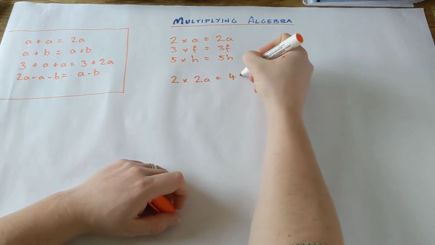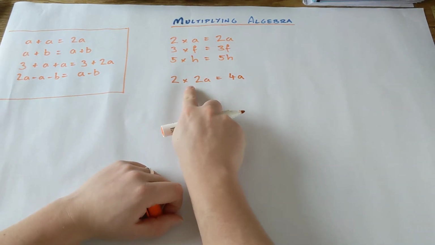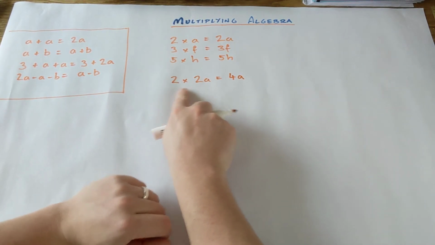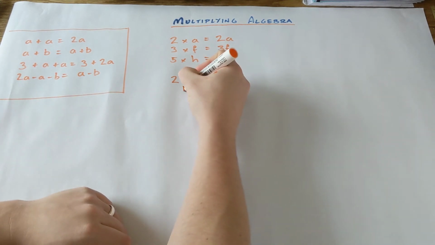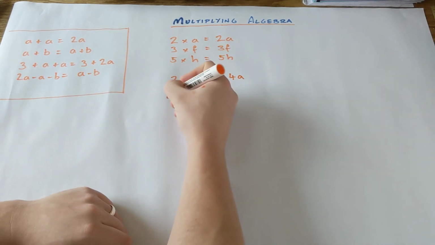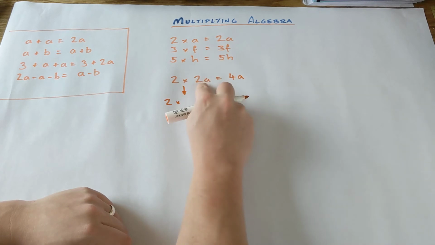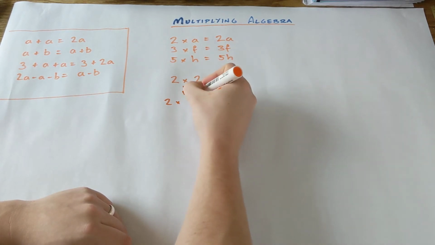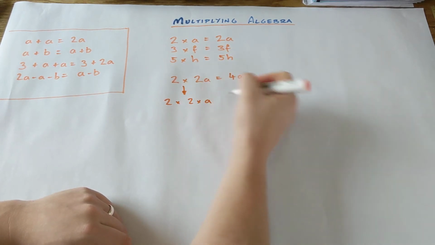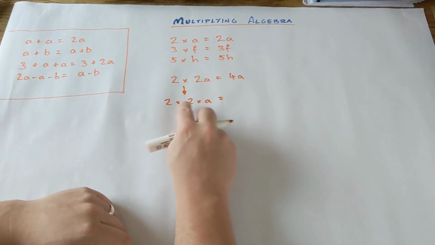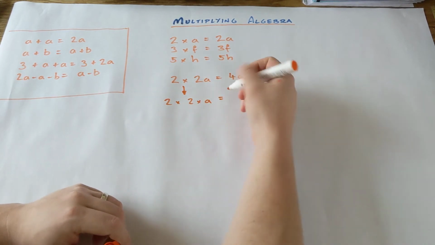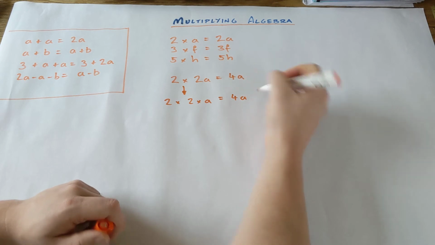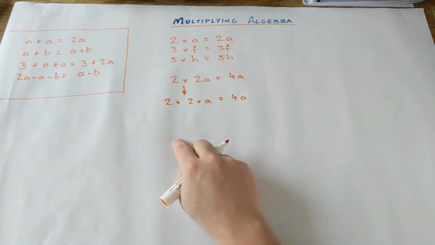And I've still got my A, so it's 4A. Okay? Because another way of writing this out would be my 2 there times by 2A, which is 2 times A. And if I've got 2 times 2 times A, that's 4A. And we work it out like that.